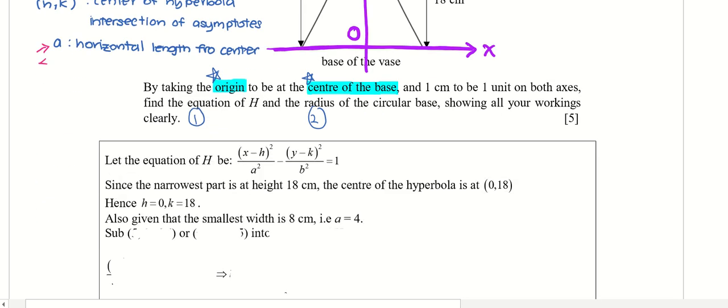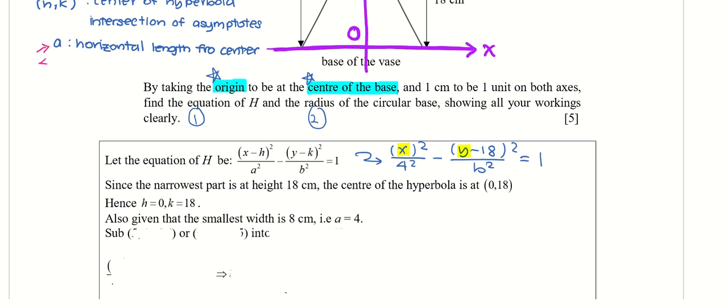After we have filled in my equation, agree with me, I will have an equation become x squared over 4 squared minus (y minus 18) squared over b squared equals to 1. I'm stuck with having to find b now. Agree with me, if I'm able to find a pair of coordinates, because x and y stand for a pair of coordinates that's on your graph, I'll be able to form one equation containing b to solve for my b.